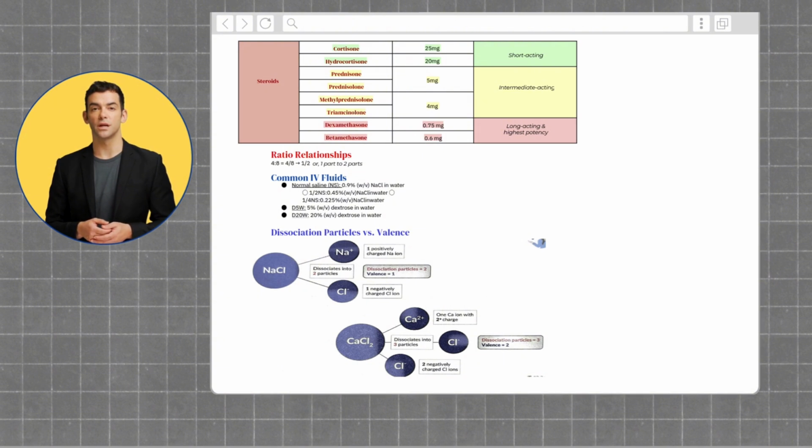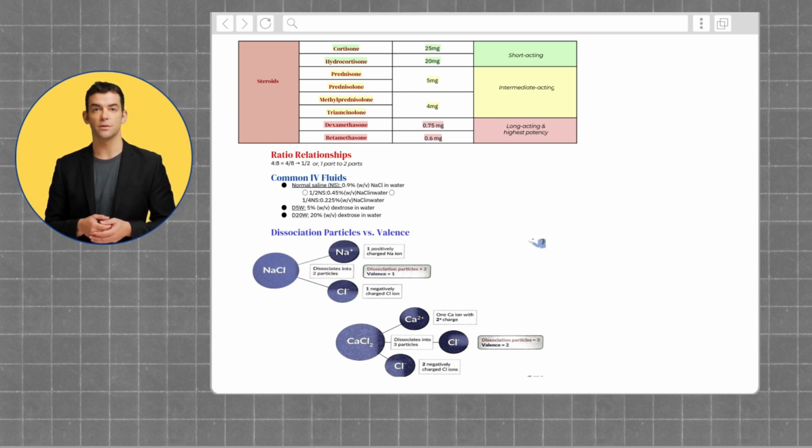Moving on to dissociation particles versus valence. Understanding dissociation particles and valence is crucial for solving problems related to osmolality, tonicity, and calculating ionic strength in pharmacy and biochemistry. Let's break it down simply.